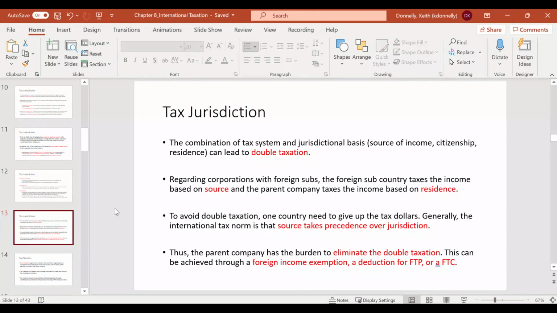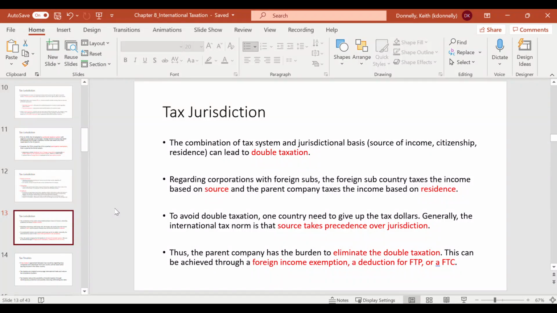So regarding corporations and foreign subs, you have a U.S. corporation who opens a foreign sub in England, for example. The foreign sub country taxes the income based on the source, whereas the parent company would tax the income based on residence. That gives rise to double taxation. To avoid this, one country basically has to bite the bullet and give up some of the tax dollars. And the norm in international tax is generally that source takes precedence over residence.